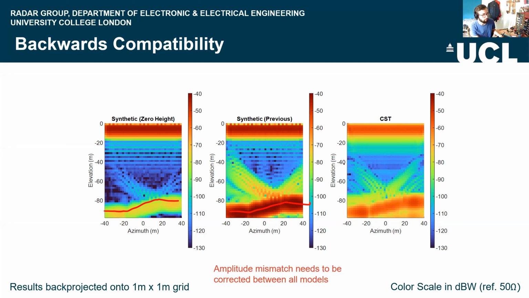There's again this amplitude mismatch that I've not yet got around to correcting. I'm not too concerned now about the amplitude mismatch from this previous code, as that's old code, but the mismatch between the zero height and CST stuff still needs to be corrected.